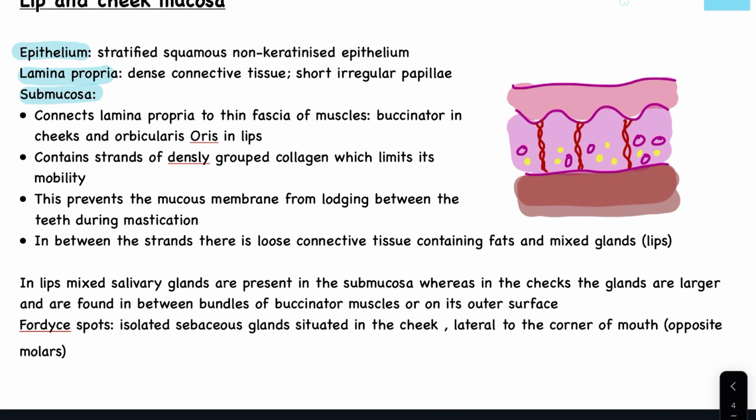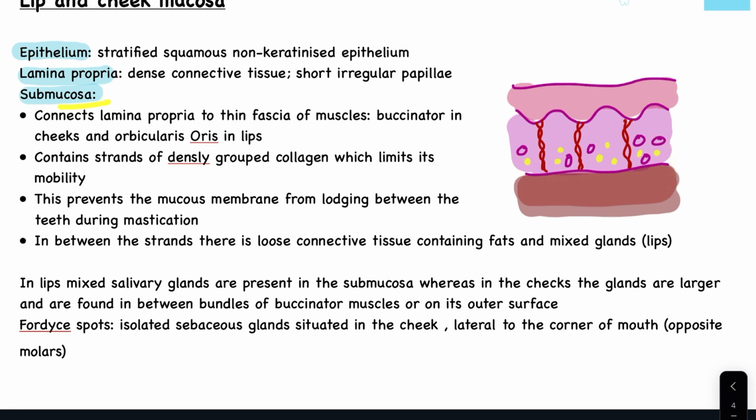The submucosa connects the lamina propria to the thin fascia of the muscles. Underneath this submucosa, there is muscle present. Which muscle is present? This could be buccinator in cheeks, and in case of lips, this would be orbicularis oris. So this is the muscle present underneath the submucosa.